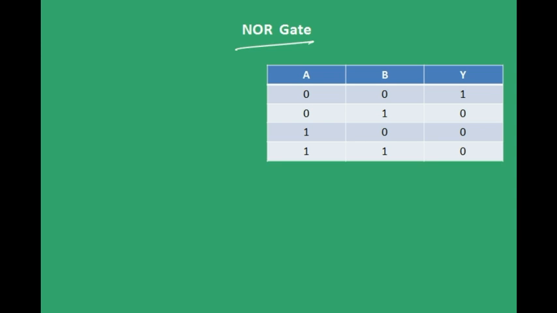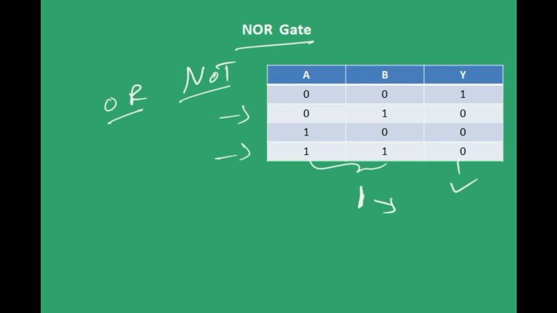NOR gate. It is nothing but an OR gate followed by a NOT. That's it. So first you have to perform OR and then you have to perform NOT for the result. Take this case. 1 or 1 will be 1, right? So you have to perform NOT for this result. NOT of 1 will be 0. That is your output.